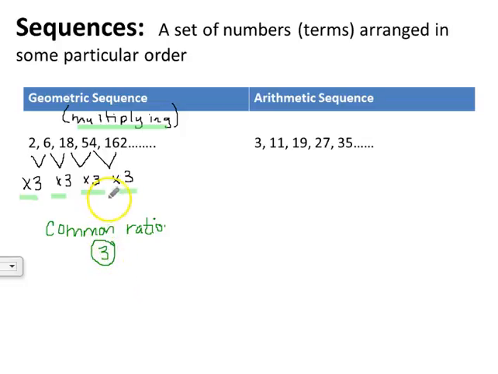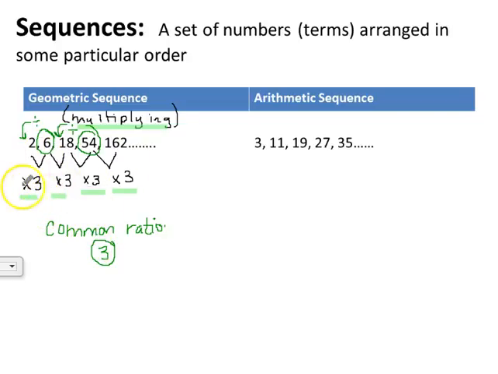And a really quick way to find the common ratio is just to take one number and divide it by the previous term. So choose any number and divide it by the previous term, and that's going to give you your common ratio. Oh, did I say multiply? I meant to say divide. So choose any number and divide it by the previous term.